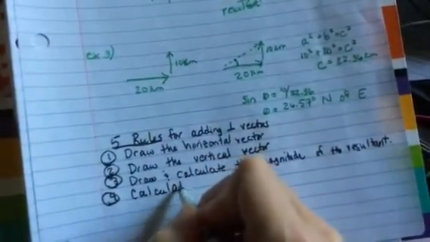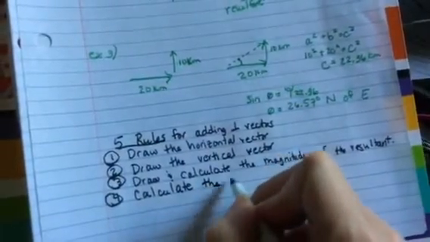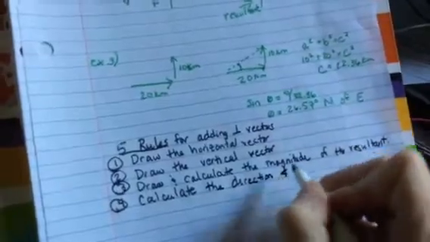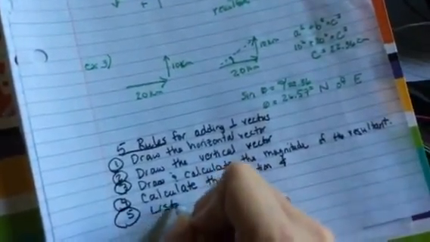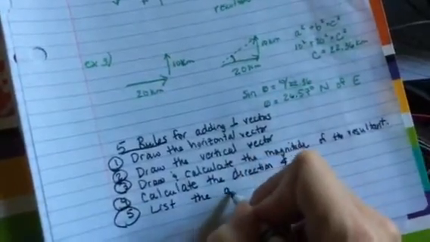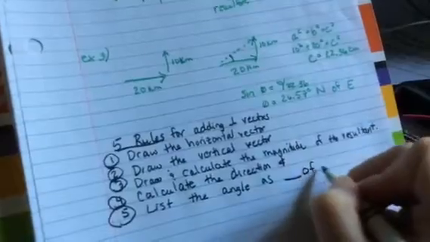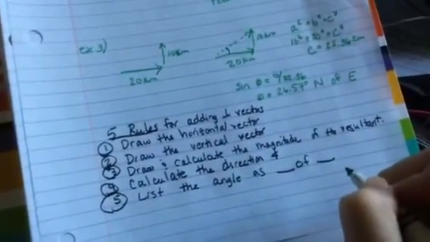Rule number 4 is to calculate the angle or the direction. Whenever I say angle or direction, I mean an angle. And then just as a reminder, you're going to list the angle as blank of blank: north of east, south of west, things like that.